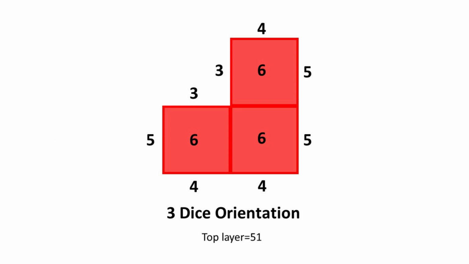So that's what I'm saying, that you only have to check how many visible faces are there, and you have to put the maximum possible value there. So for 3 dice it will be 51.